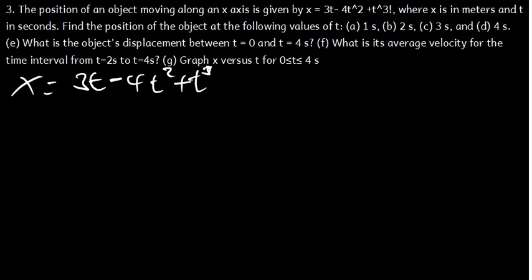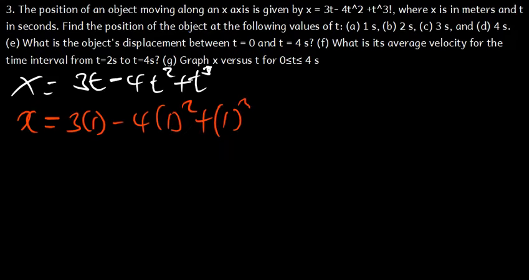So it's just a matter of plugging in, where there is t, we put 1. So it's going to be 3 times 1, minus 4 times 1 squared, plus 1 to the power 3. So as we can see here, 3 minus 4 is going to give us negative 1. Negative 1 plus 1 is going to give us 0. So the first part is 0. That would be the displacement. So the first displacement is x is equal to 0.